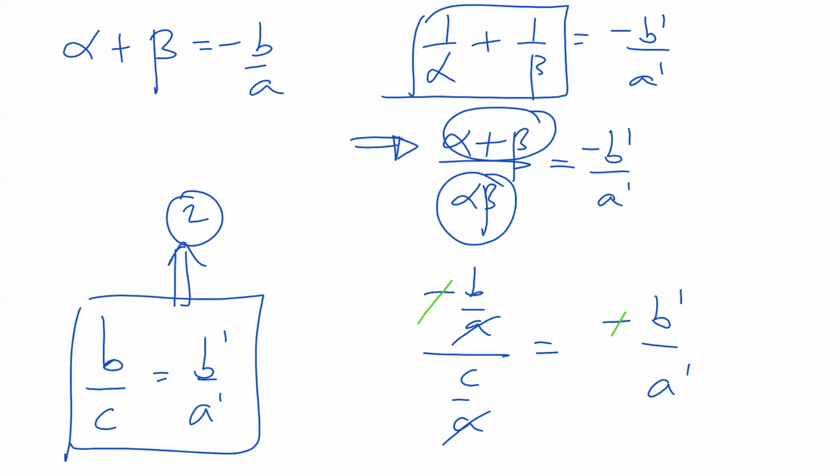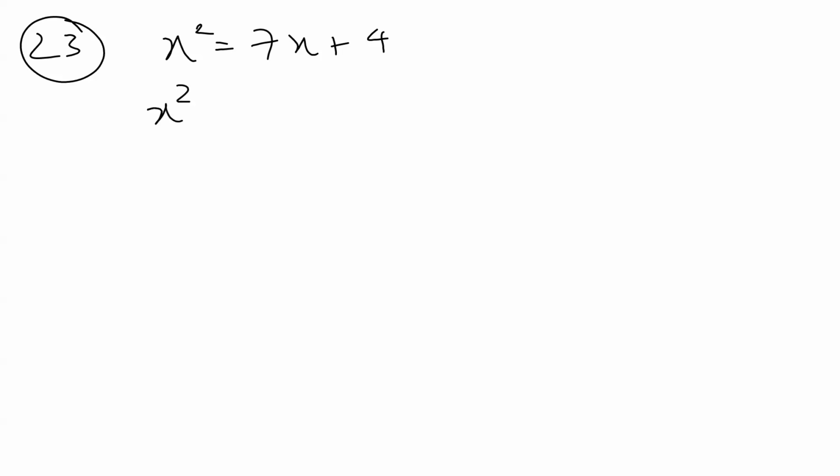We'll continue with question number 23 and 24. Okay, so let's go to question number 23. x² = 7x + 4, and we need to prove that alpha cube is equal to 53 alpha plus 28. Alpha and beta are the roots of this equation. So x² − 7x − 4 = 0.